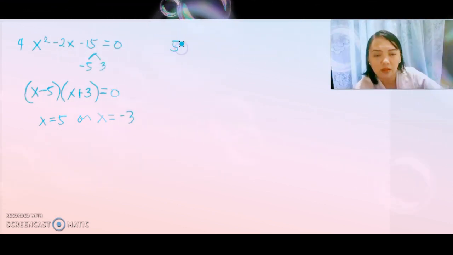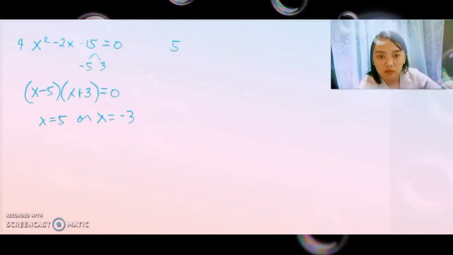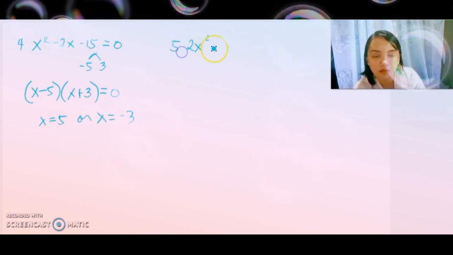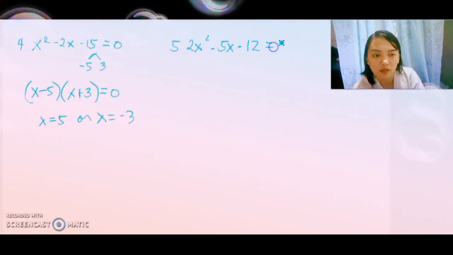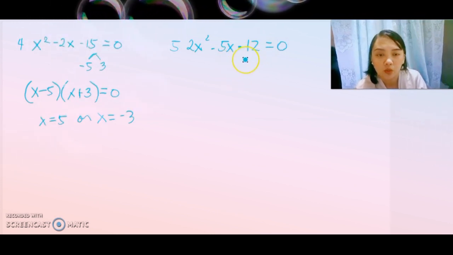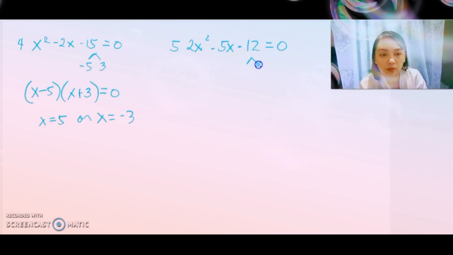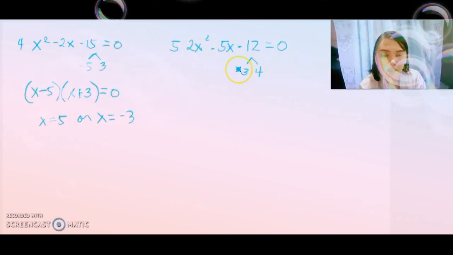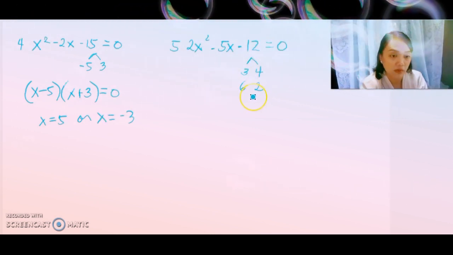Last number is 2x squared minus 5x minus 12 is equal to 0. What are the factors of negative 12? We can use 3 and 4, where one of them is negative, whichever you prefer. We can also use 6 and 2, or 12 and 1.